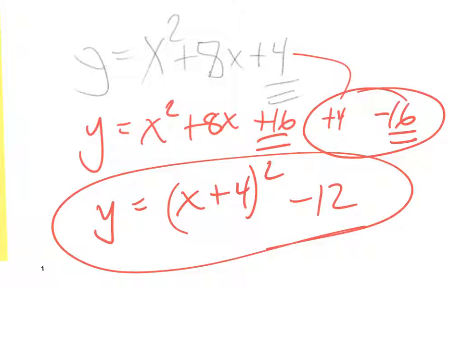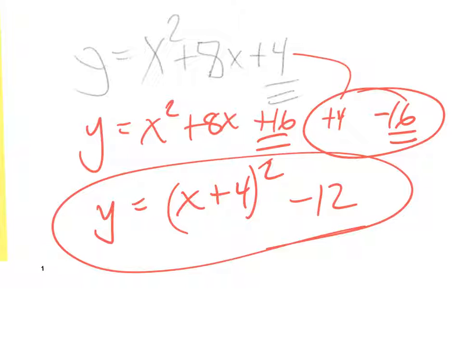Vertex. General changed into? Vertex. Excellent. Okay. And why is this good? Because the vertex is handy. It tells you the minimum. It tells you the maximum if it's flipped upside down. It tells you the axis of symmetry. It tells you where the thing's increasing or decreasing. There's so many things that are good about the vertex.